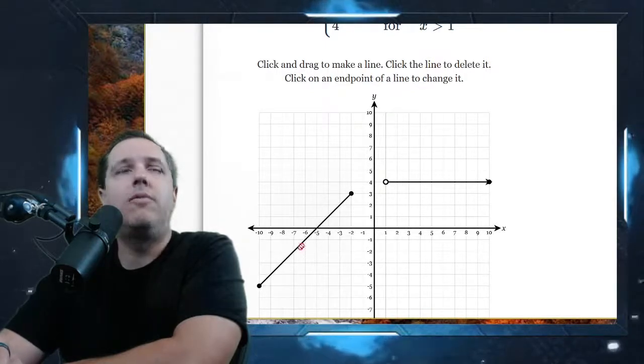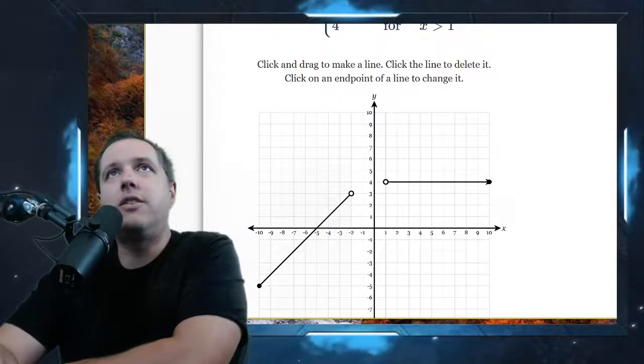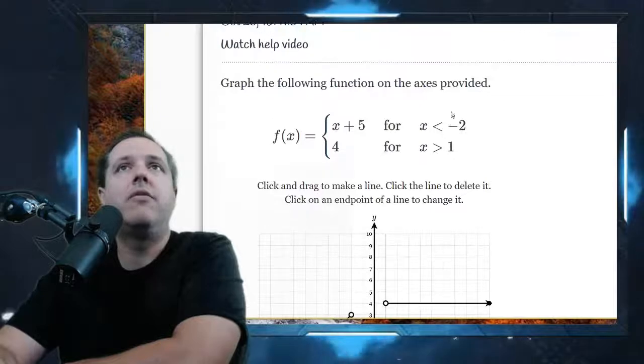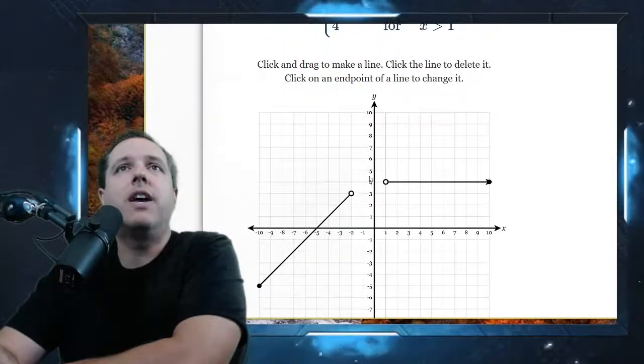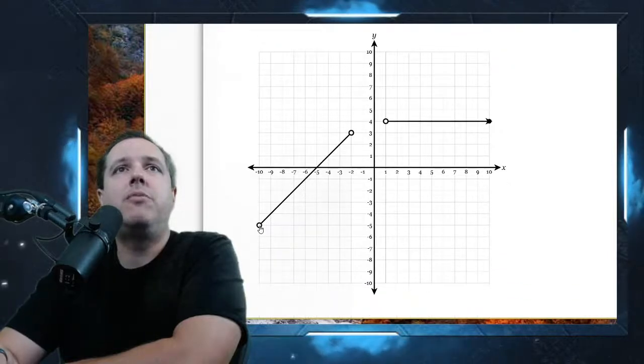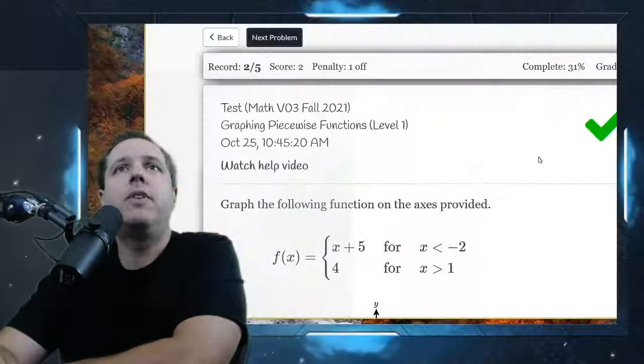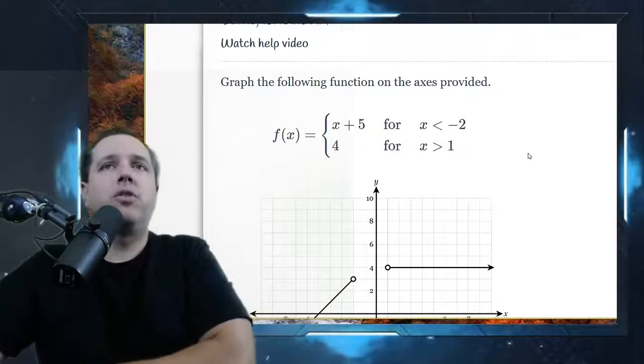And go down. And it should be what? Hollow dot there because it's a strictly less than right here. And then it looks like x plus 5, slope of 1, 5. And then this side it should be an arrow. And let's submit that answer. Yep. So that's what we did.